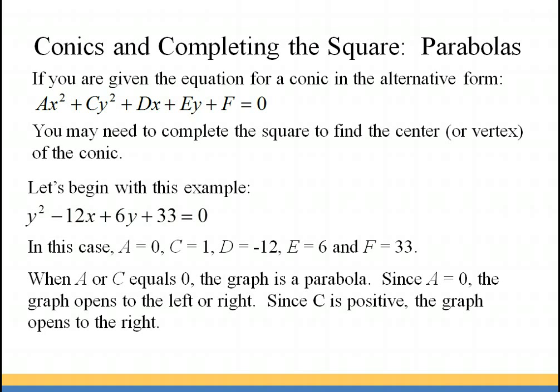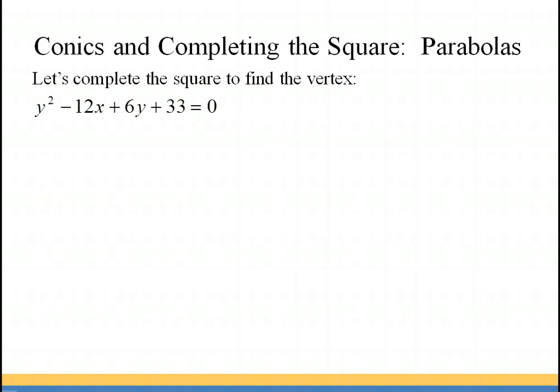Whenever you have a or c equal to 0, the graph is a parabola. So in this case, a is equal to 0, which tells us that our graph is going to open to the left or to the right. When c is positive, the graph opens to the right. Let's complete the square to find out where our vertex is.